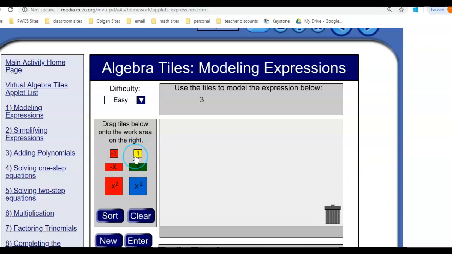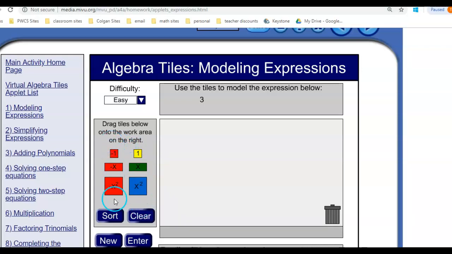The small square is still your 1, so every time you have one of these small squares, or right now the yellow small squares, that's a positive 1. Anytime you have a rectangle, that's an x, so that's going to represent your variable. And then anytime you have a bigger square, that's going to represent x squared. Notice that these are yellow, green, and blue. They're colorful, bright. Those are your positive values.